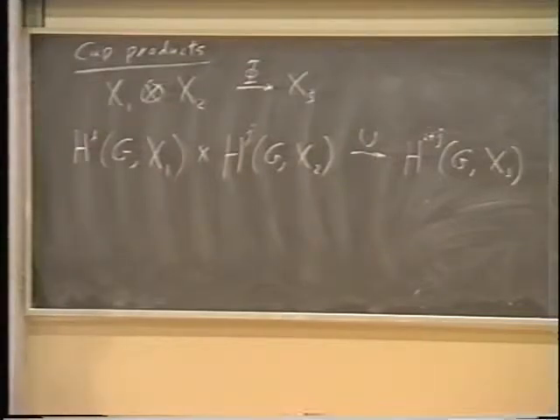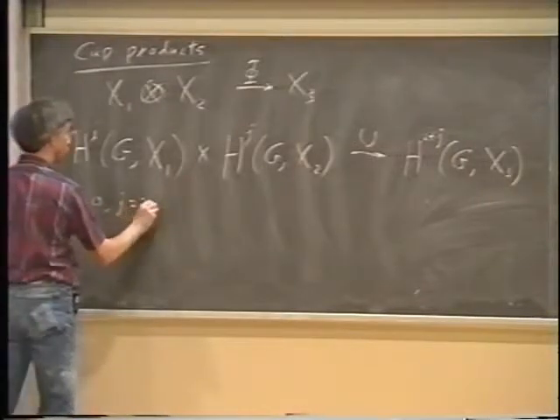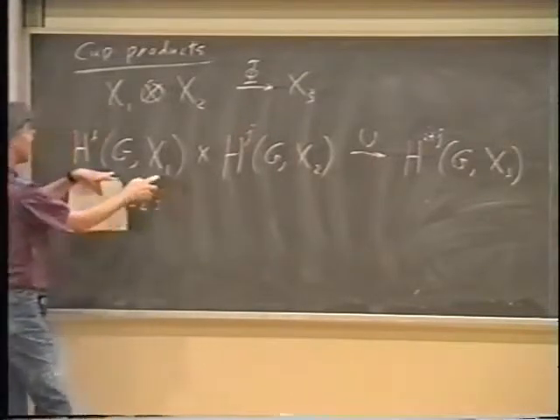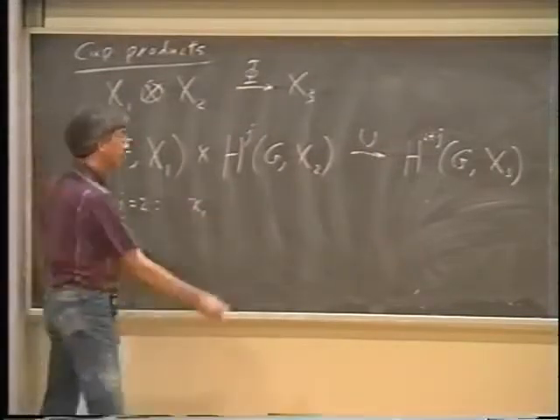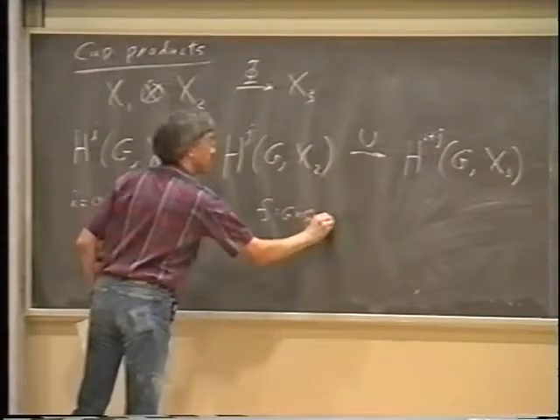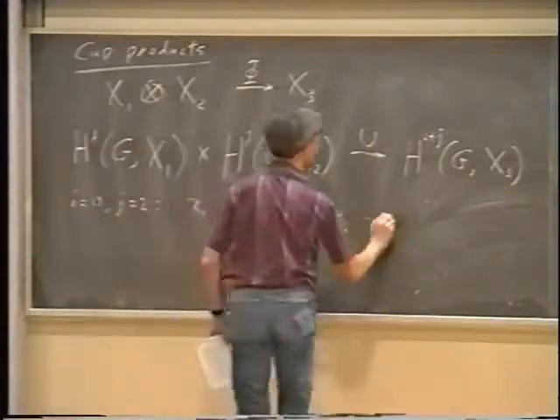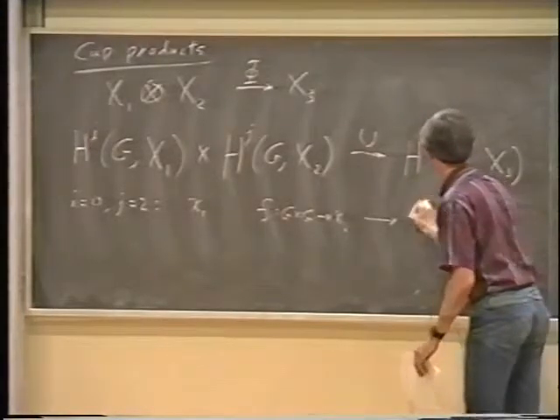Okay, well, there's only two cases I really need, and really almost just one. But let's take the easy case first. Let's take i equals 0, j equals 2. Then what do we have? Here, we just take an element of x1 that's fixed. So we call it x1. Here, we take an f that maps G cross G to x2. We've got to put them together. So this goes to x1 cup f, like that.